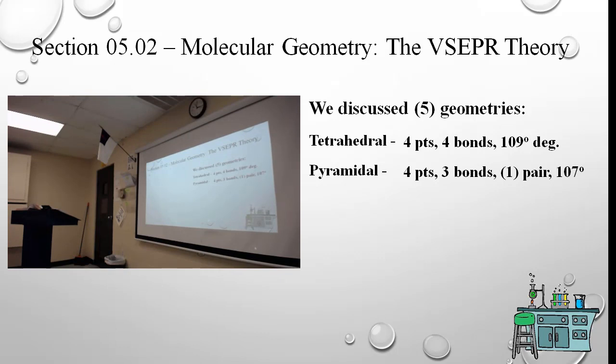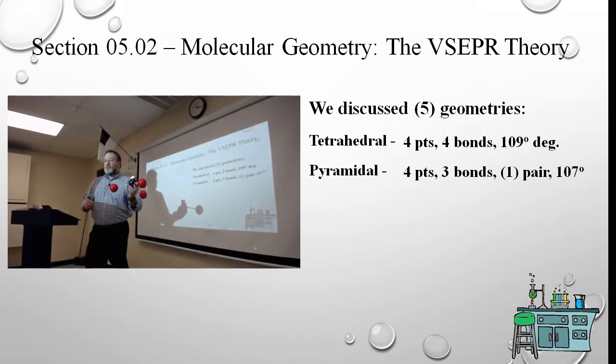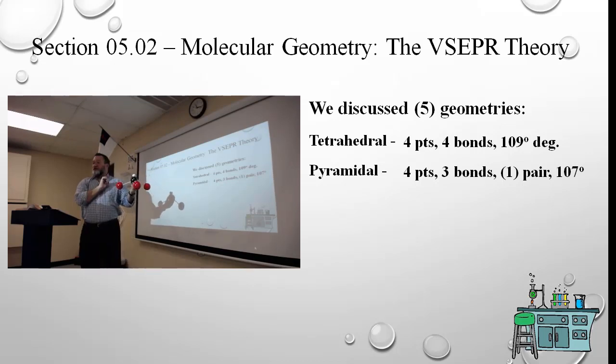Looks like this. This is my 3-dimensional model. Okay? 4 points. 3 of them have bonds. 1 of them has an unbonded pair. Before, if this had been a tetrahedral with a bond, the angle would have been 109 degrees in all directions. However, now we don't have a bond, we have an unbonded pair. And the only places I have angles are between these 3 in all different directions.